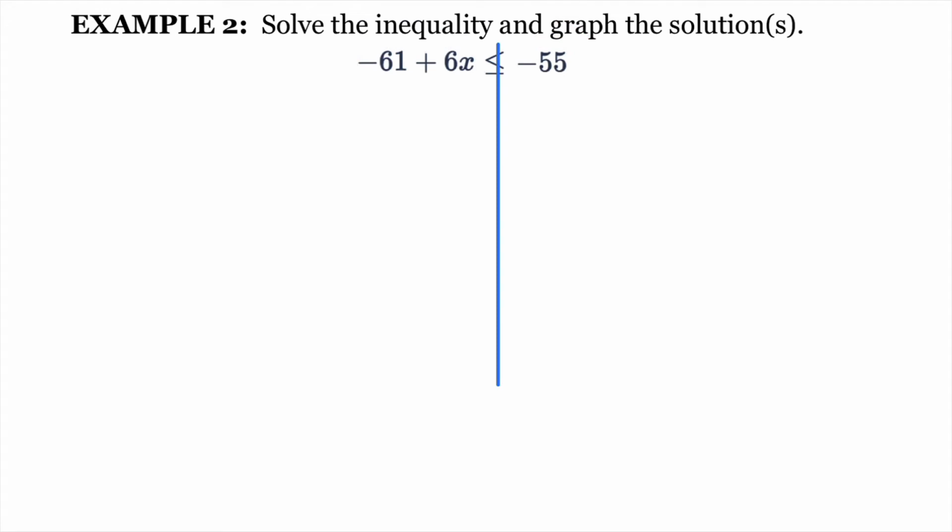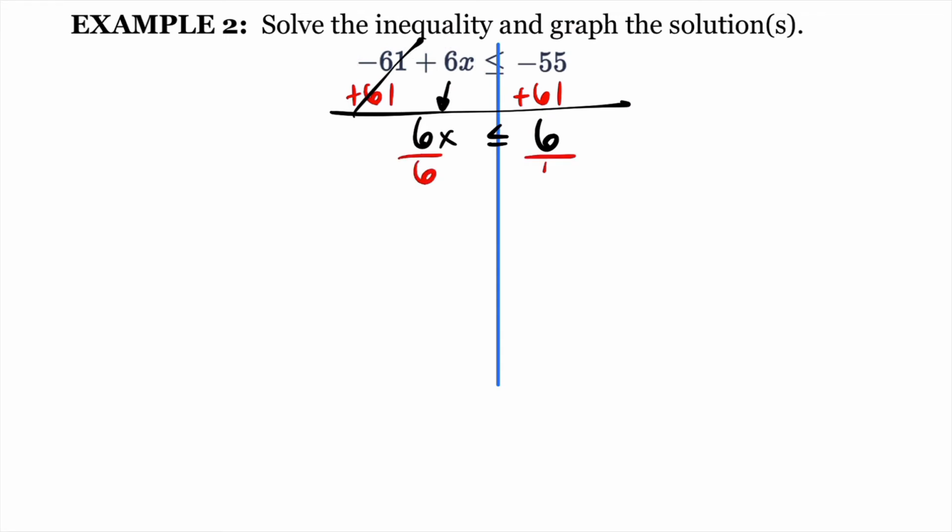Which side are the x's already on? The left side, right? So let's get the numbers on the other. Add 61 to both sides. Divide by 6. Do I have to flip the symbol here? No, because I divided by +6. I don't have to flip the symbol. No worry about that.